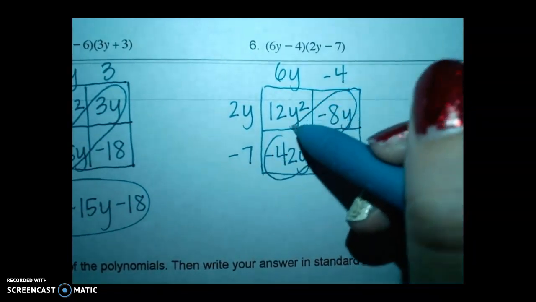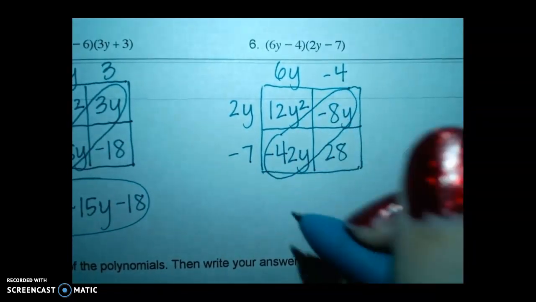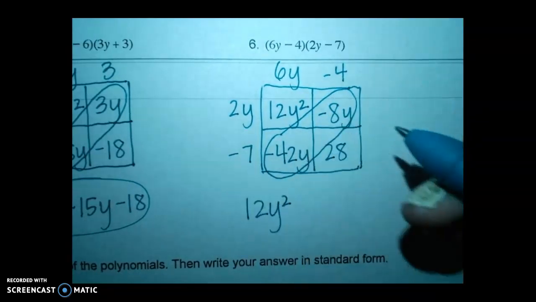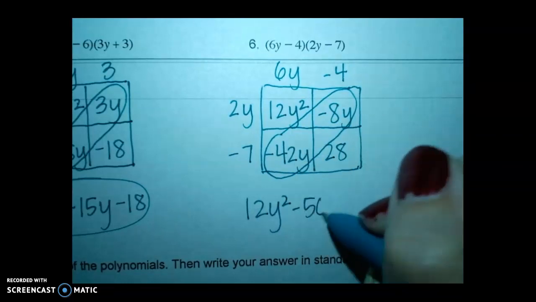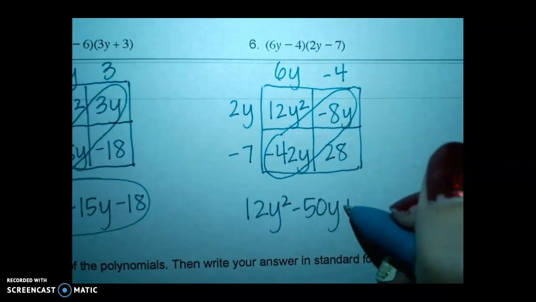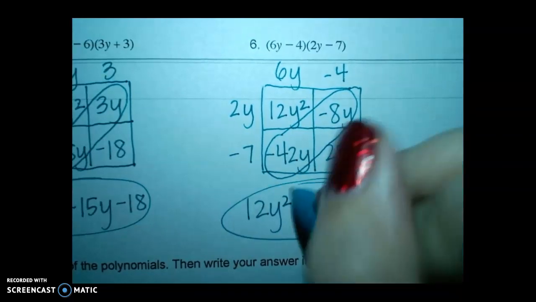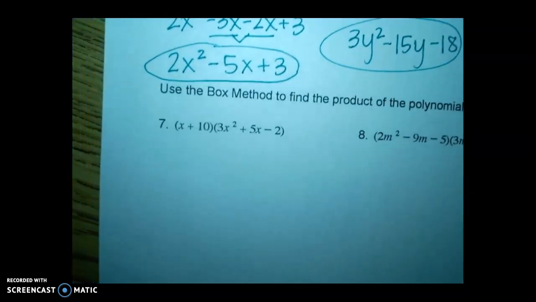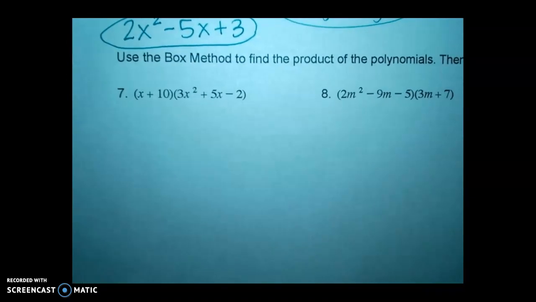I'm looking for my 2 like terms. Final answer left to right would be 12y squared. Negative 42 minus 8 is negative 50y plus 28.